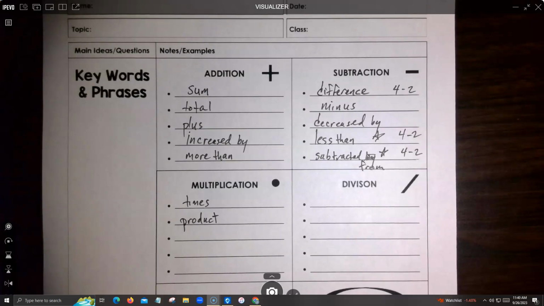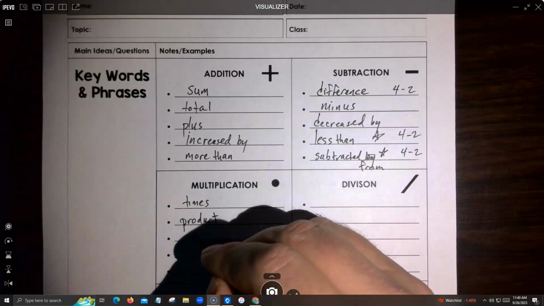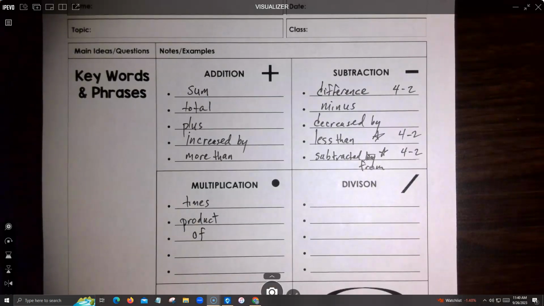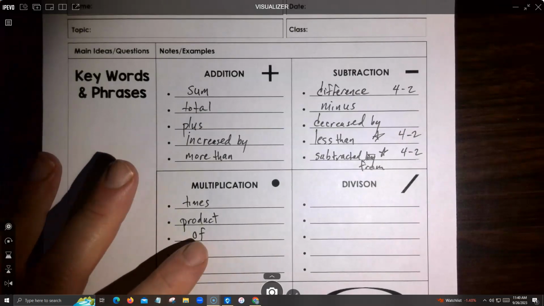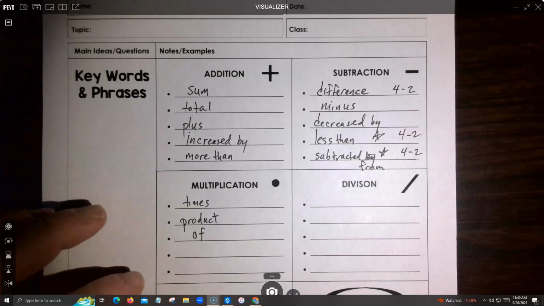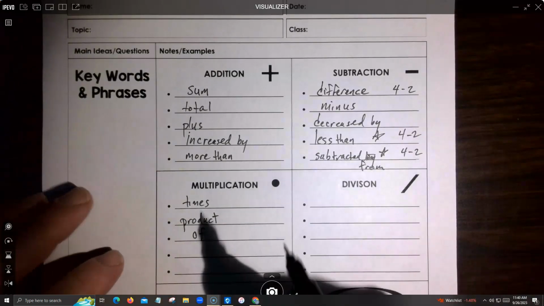So if I said, what's the product of 4 and 5, you know you need to multiply 4 and 5. Okay, product of. Don't usually use of very often. Sometimes we'll use it when we do percentages, like what's 40% of $100 or something like that. Then you would use a multiplication to get that answer. But it is considered multiplication.